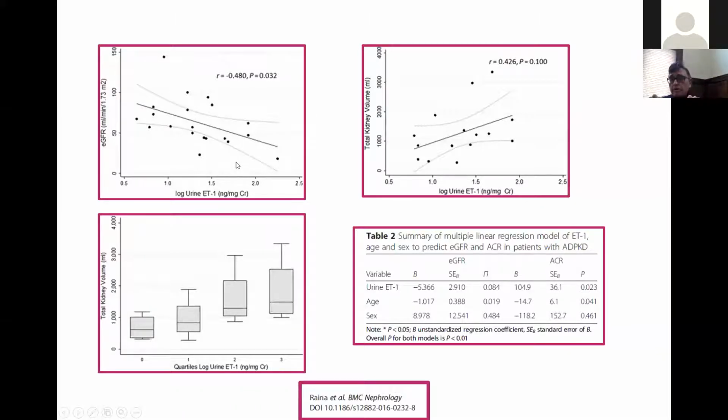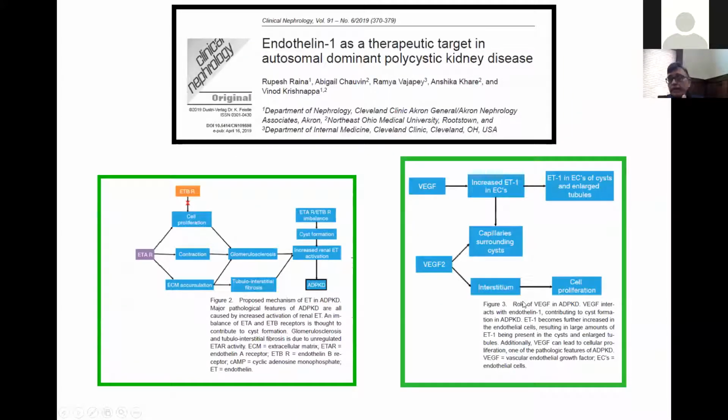Now, urine endothelin marker is very surrogate. It has nothing to do with the serum, because you take it as endothelin divided by creatinine. So it's a very good tubular estimation of the endothelin. And then it is positively correlating with the total kidney volume. And then you can see, if you look at the quantiles, how the urine endothelin quantiles are associated with the renal growth. And definitely this was something which we looked around, and then we published a paper that maybe endothelin 1 will be a therapeutic target in autosomal dominant polycystic kidney disease.